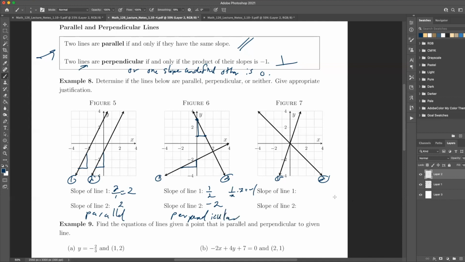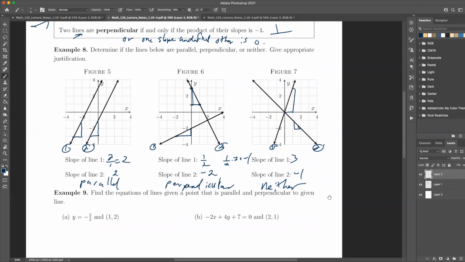Now these look almost perpendicular, but if we actually tested this, this is over 1, up 3, so the slope of line 1 is 3. This is just over 1, down 1, so this is just -1. So this is neither. In fact, if you took two random lines, most likely they're neither perpendicular nor parallel. So most lines are not these special cases.